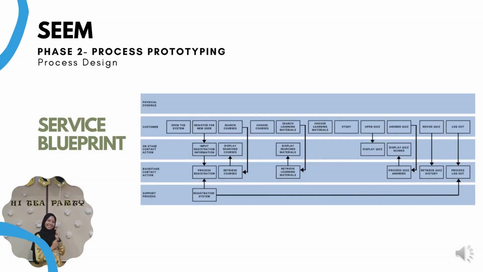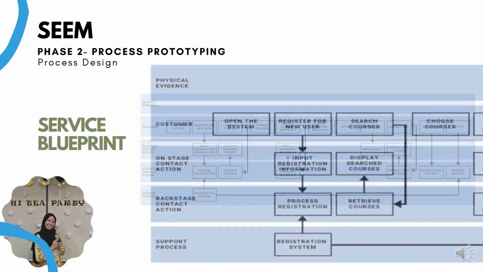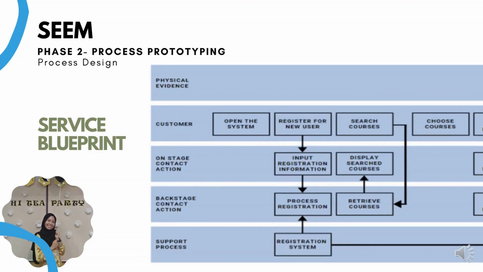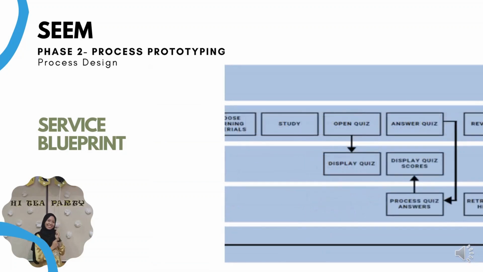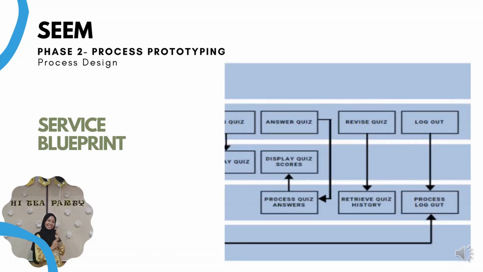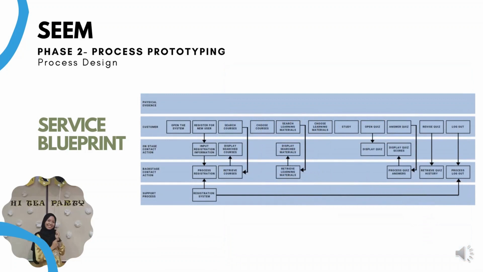For task 2 of process prototyping, we use a service blueprint. A service blueprint is to visualize organization processes in order to optimize how our system delivers a user experience. Based on this service blueprint of our system, customer actions include open the system, register for the new student, search for the course, choose courses, search for the learning material, study, open a new quiz, answer the quiz, revise the quiz, and log out.